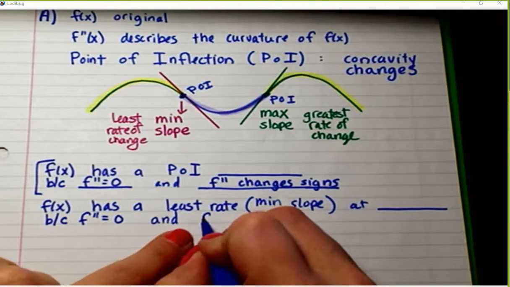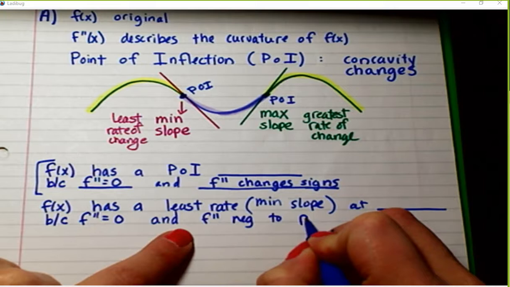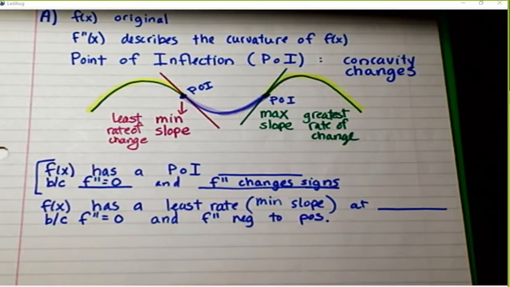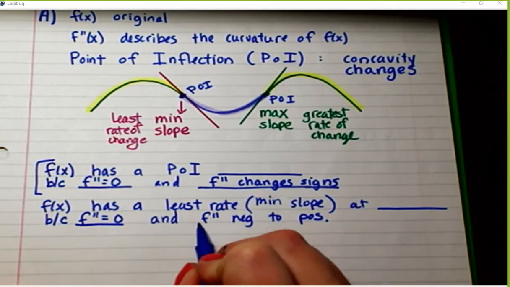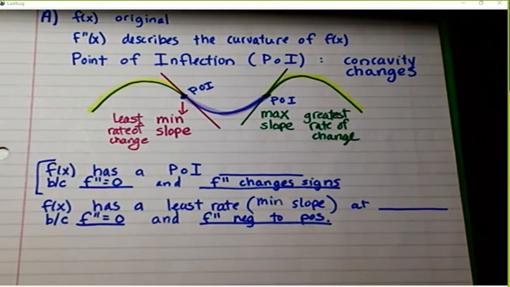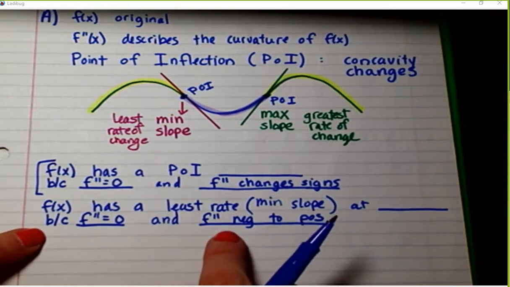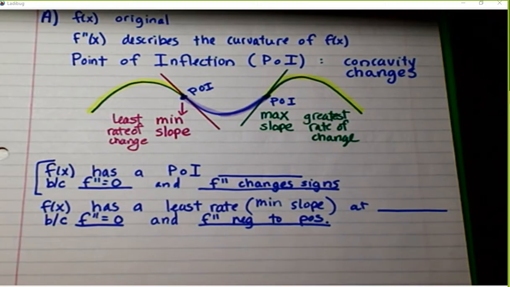Okay, yes, so double prime is negative to positive. That's how you get the minimum rate or the negative slope. It's got to be concave down, then concave up. So we've got to have the double prime 0, and it's specific how it's changing. Points of inflection are any change in concavity. Minimum rate, right, is specific changing.